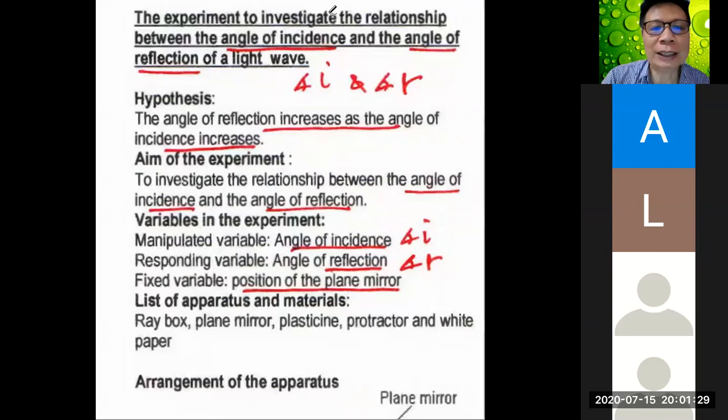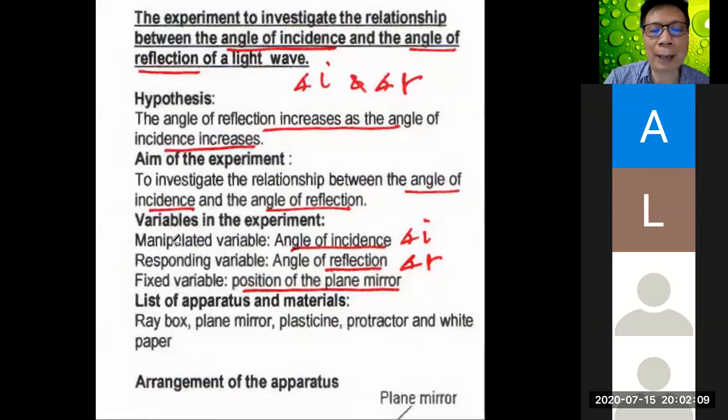The experiment is to investigate the relation between the angle of incidence and the angle of reflection. Angle i, angle r relationship. We already know the answer. This angle i and angle r must be the same. So your hypothesis is: the angle of reflection increases as the angle of incidence increases, meaning that this angle will increase when this angle increases. The aim keyword is to investigate the relationship between the angle of incidence and the angle of reflection.